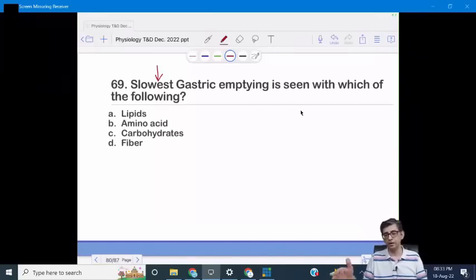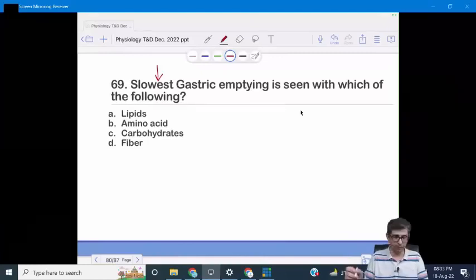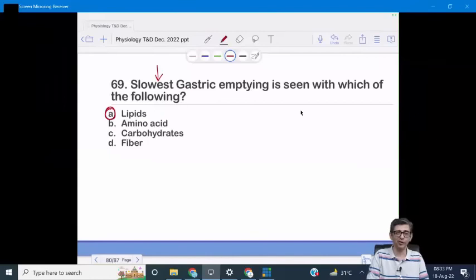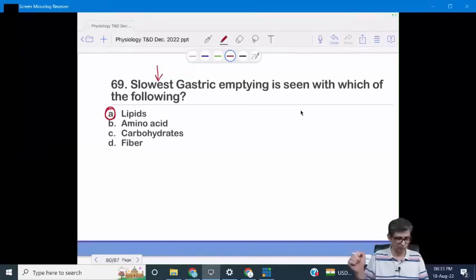The correct answer for 69 is option number A. मतलब I provided the reason behind why people take namkeen with alcohol. Yes, 69, option number A. Slow gastric emptying is seen with lipids.